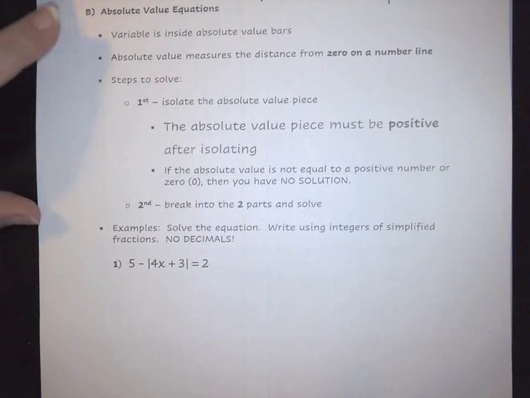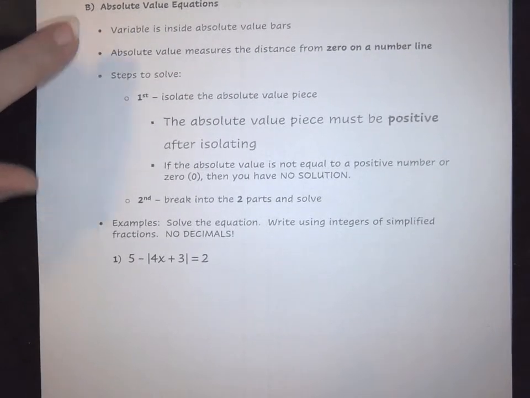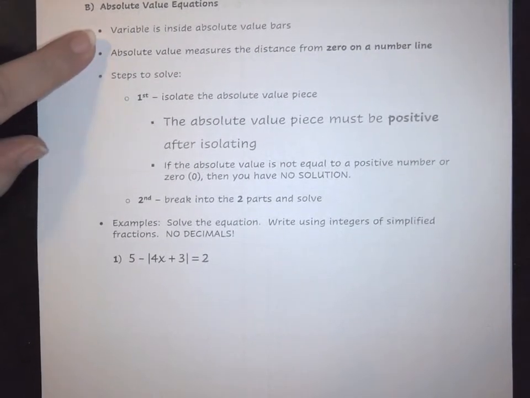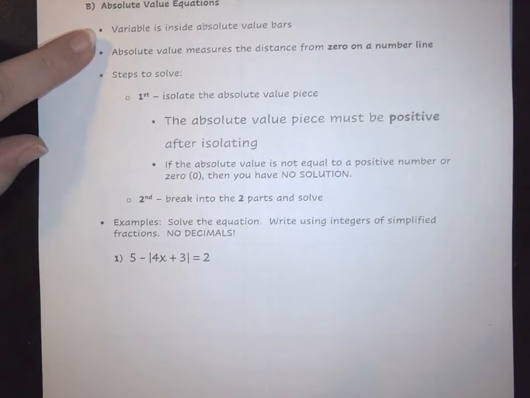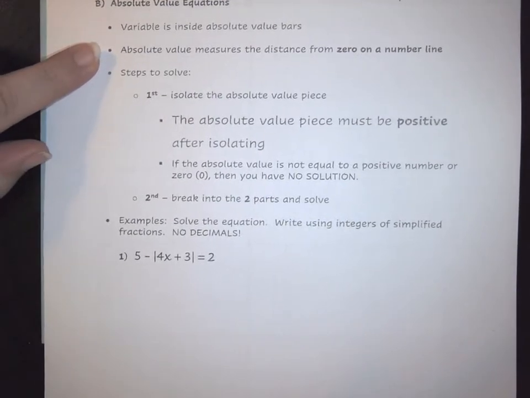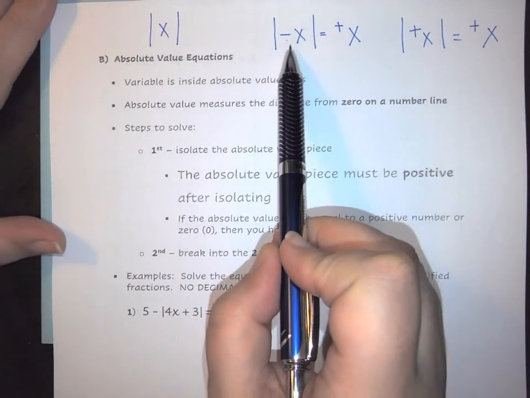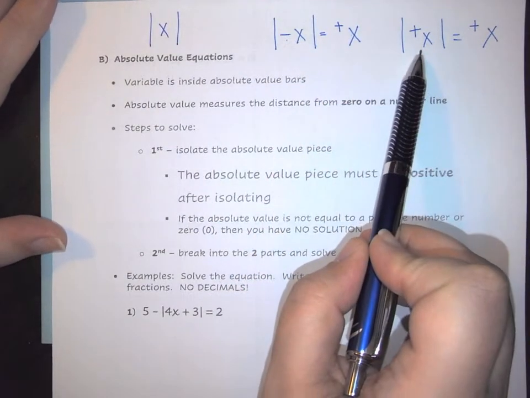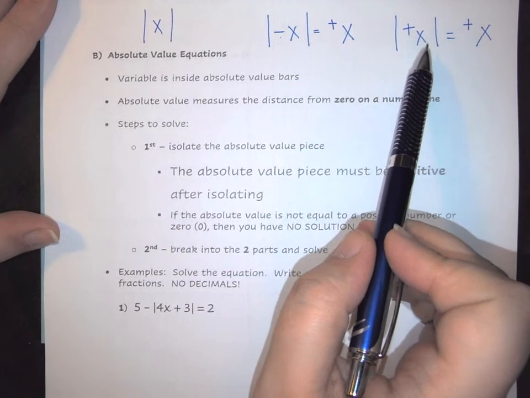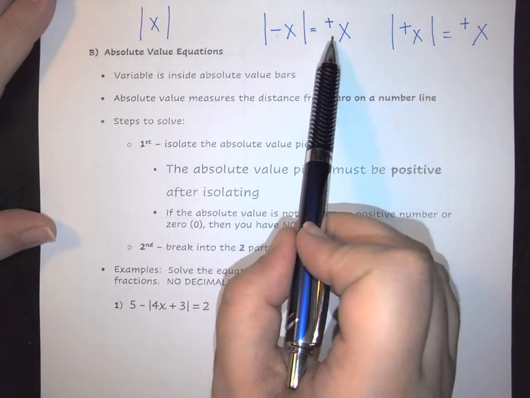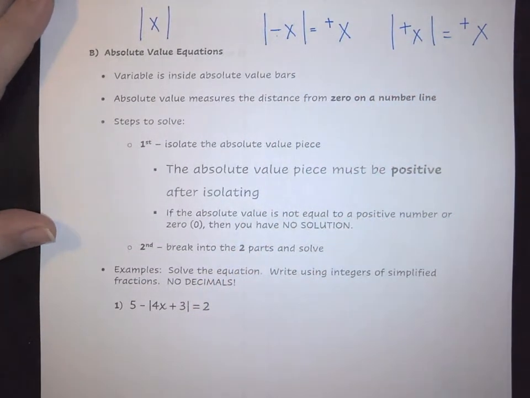Your variable will be inside the absolute value bars. The absolute value measures the distance from 0 to a number on the line. We take the positive and negative into account because of the way the absolute value works, in that it comes out being the same result either way.